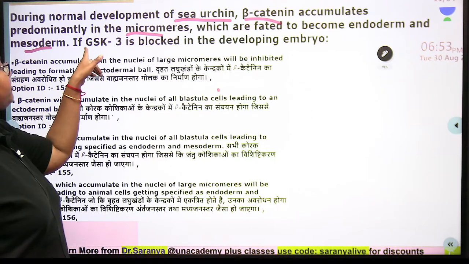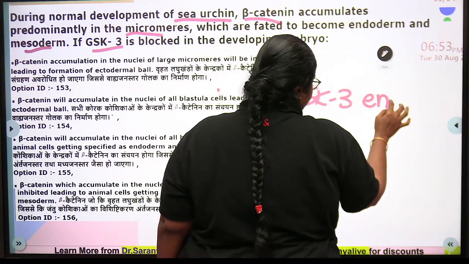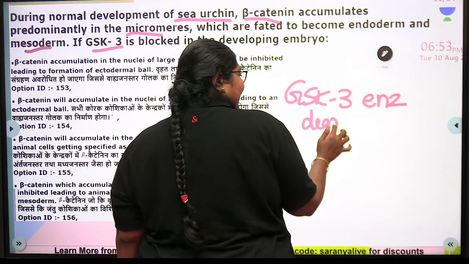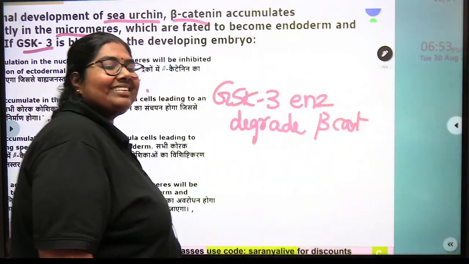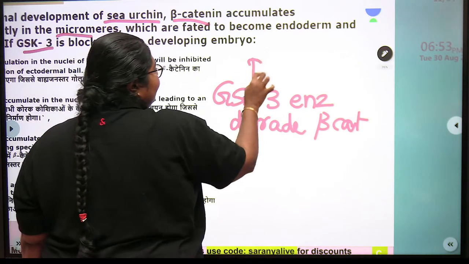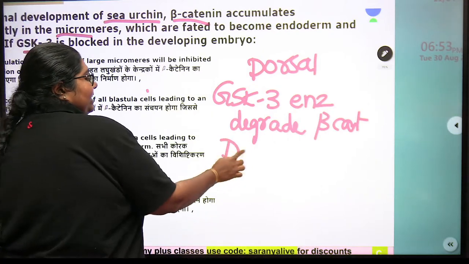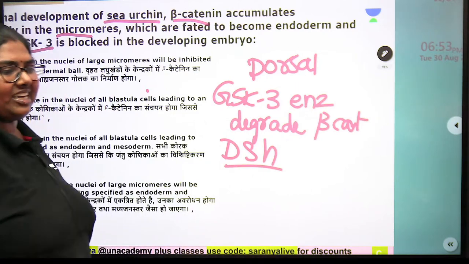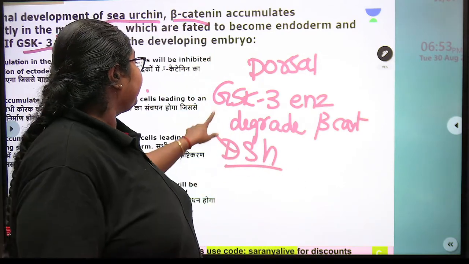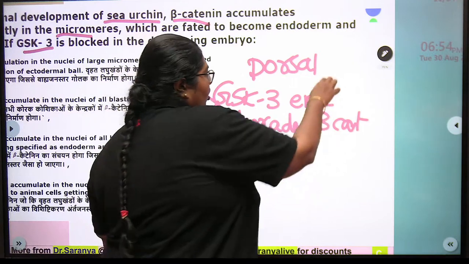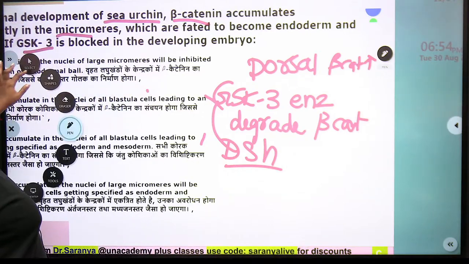That is well understood. If GSK3 is blocked, what is the role of GSK3? GSK3 is an enzyme, and this enzyme will degrade the beta catenin. Right? But in the dorsal region alone, you have a rescuer. Who is that? It is the Dishevelled protein, which helps to inhibit this GSK such that in the dorsal alone, beta catenin will be high. This concept we revised already. Right? Fine. So now let us see this particular question.